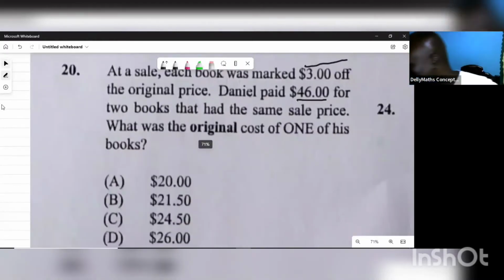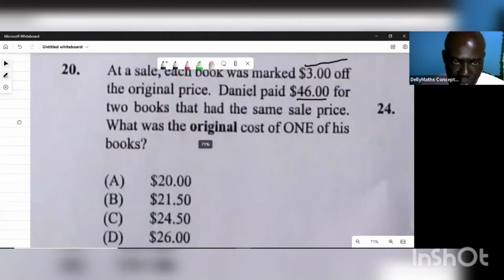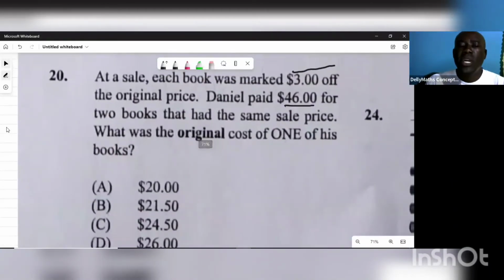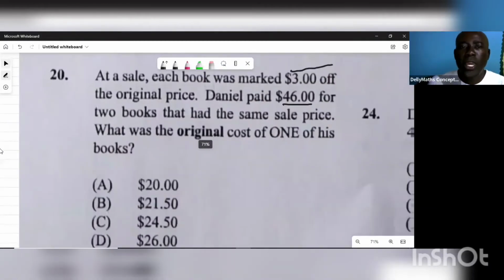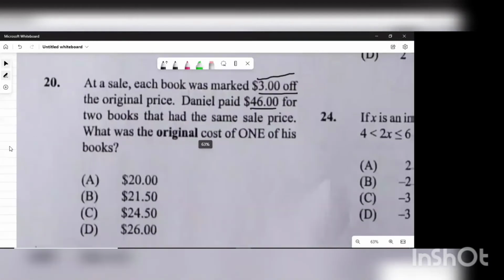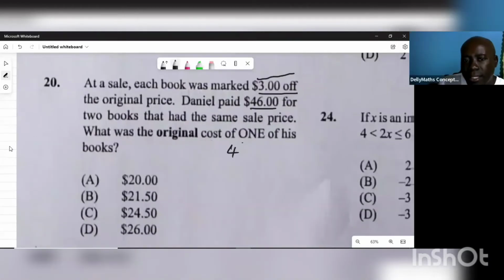Remember, what we want to do here is look at the fact that we were told that $3 was shaved off 1. At a sale, each book was marked $3 off. So if the person buys 2 of the same book, $6 comes off, not true? Yes, sir. And then we're going to say that 6 plus 46 would mean that it's $52 they would have cost. So if you divide it by 2, then we say, oh, it's $26 for a book.